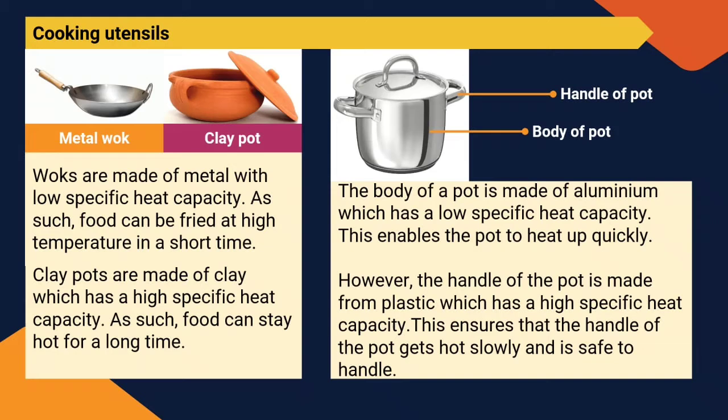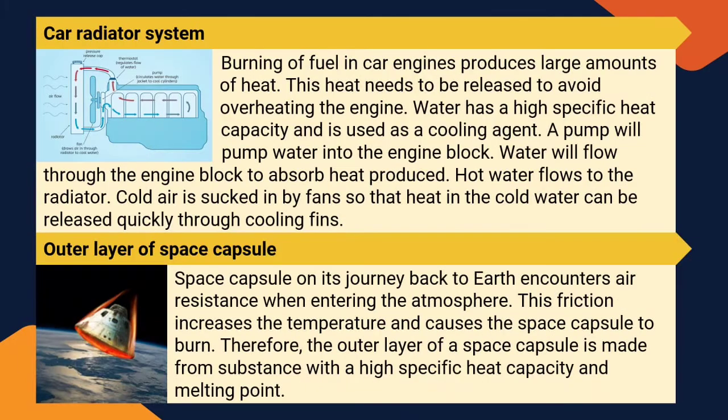The body of a pot is made of aluminium which has a low specific heat capacity. This enables the pot to heat up quickly. However, the handle of the pot is made from plastic which has a high specific heat capacity. This ensures that the handle of the pot gets hot slowly and is safe to handle. Car radiator system. Burning of fuel in car engines produces large amounts of heat.